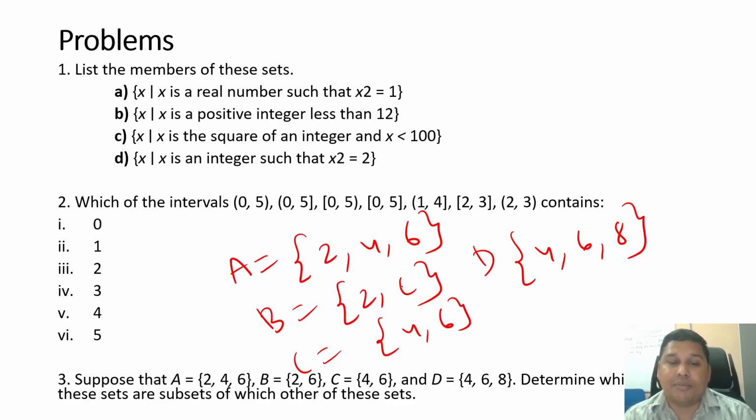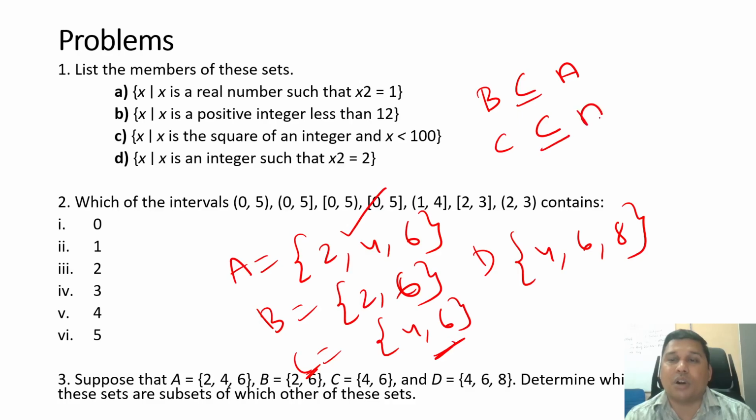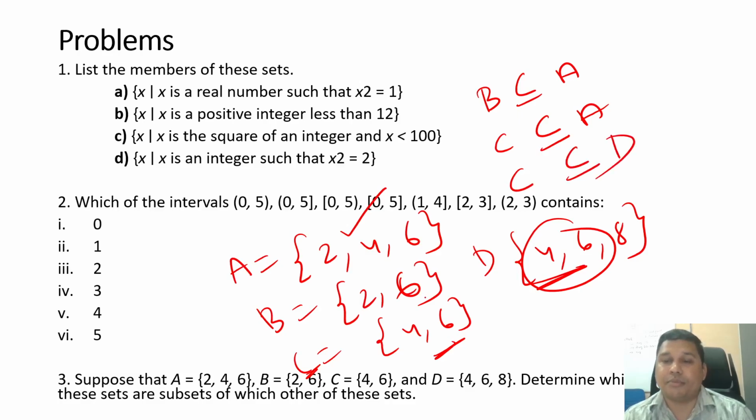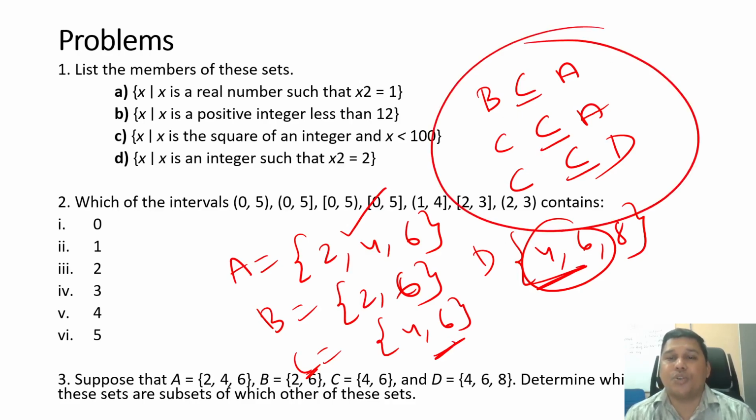See B: it is 2, 6. B is a subset of A because 2 and 6 are available in A also. Similarly, C is also a subset of A because 4, 6 are available in A. Similarly, C is also a subset of D because 4, 6 are available there. So C is also a subset of D. Right? B is not a subset of D, A is not a subset. So this is the solution for that.